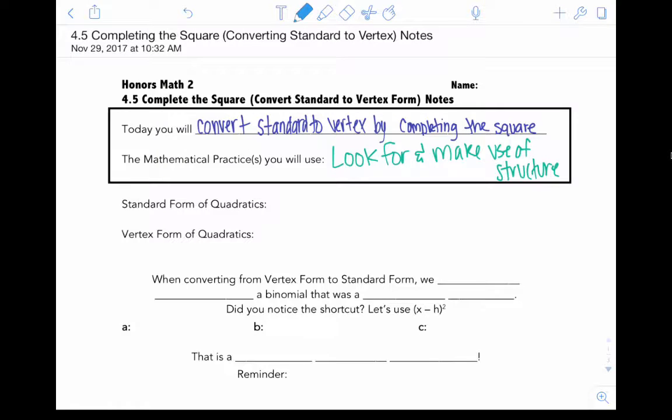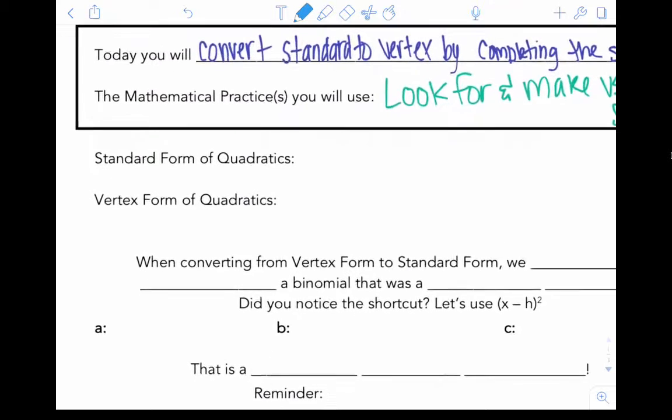Today in section 4.5, we are going to convert from standard to vertex form by completing the square. When we do this, we're going to look for and make use of structure. Once again, we're going to be using the structure of equations to be able to convert them from the standard form to the vertex form.